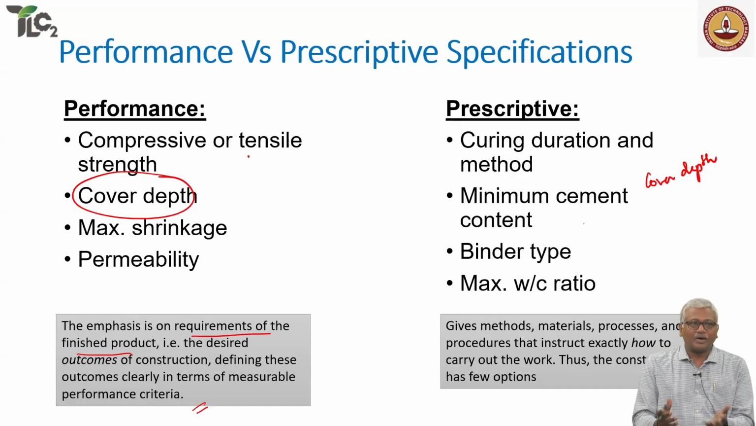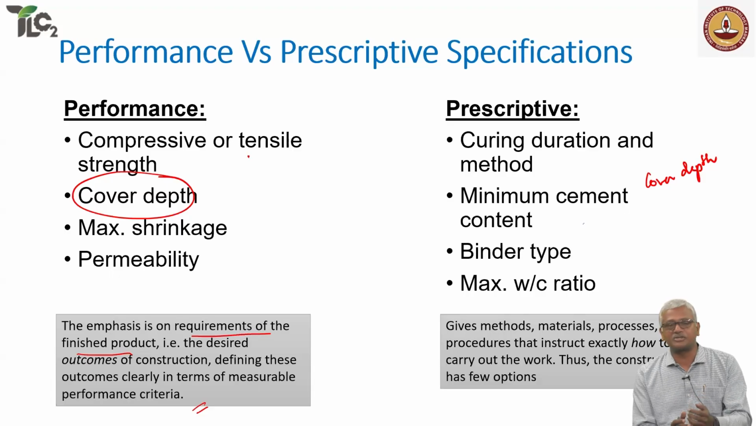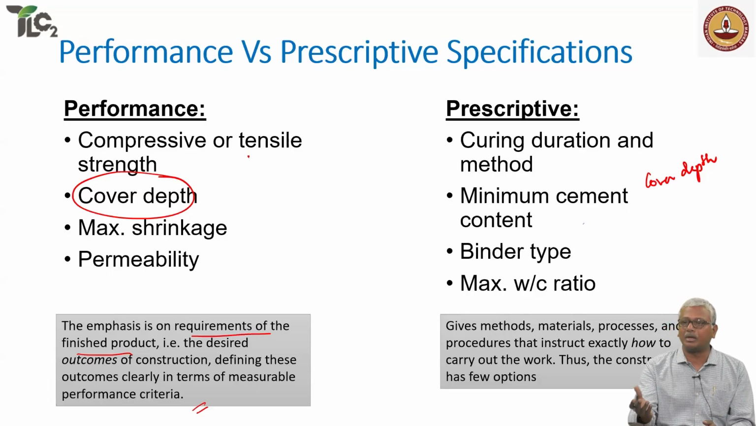Now, right off the bat, we know that compressive strength or tensile strength, depending upon the kind of job that you're doing. Tensile strength or flexural strength primarily comes into play when we are talking about pavements, right? Concrete for pavements. But for buildings, primarily we measure compressive strength. We measure it at 28 days, right? Sometimes at 7 days also. In addition, we always measure at 28 days, right?